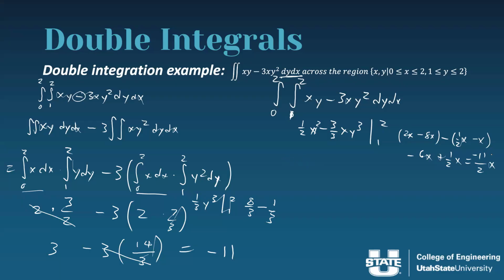That's a constant, so we can just integrate without it. Negative 11/4 x squared, from 0 to 2. 2 times 2 squared is 4. The 4s cancel. We get left with negative 11. I got the same answer twice. I hope I'm right.